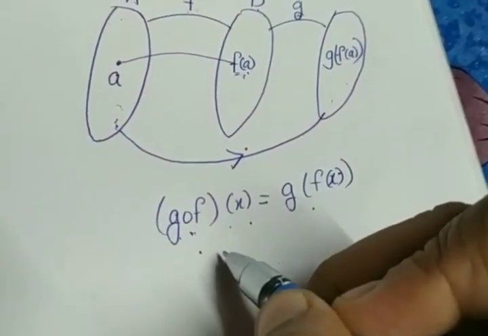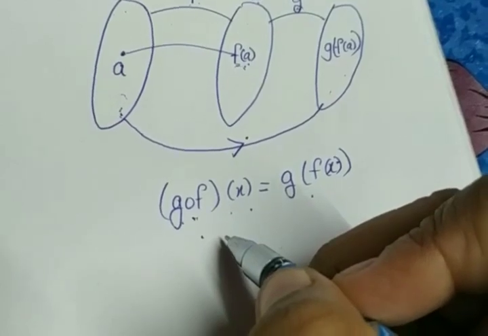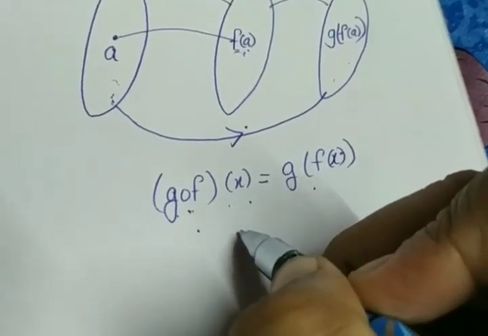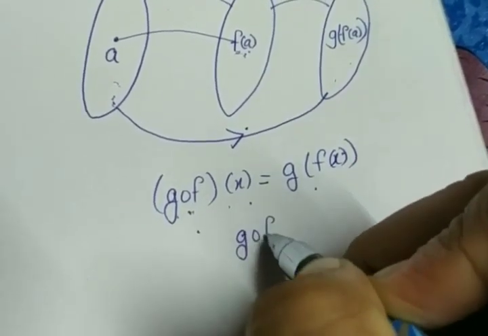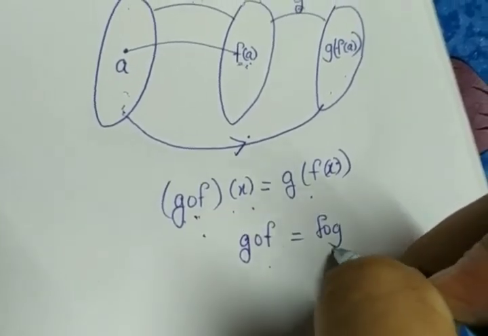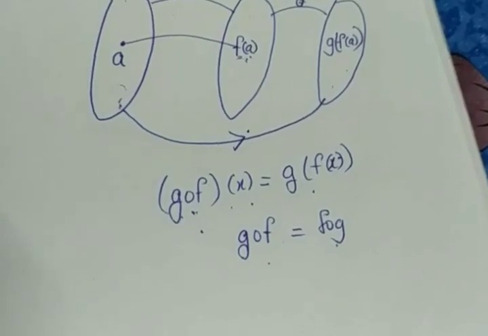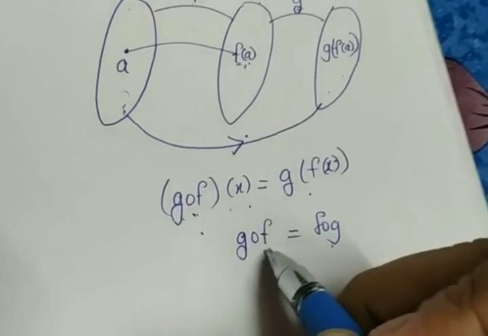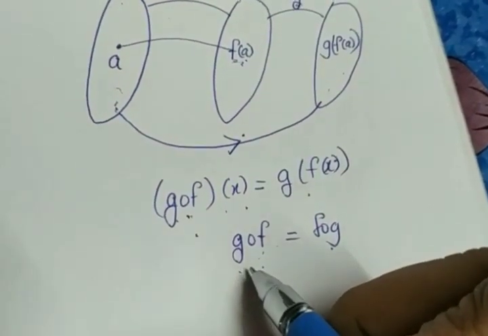Again, if we want to find the inverse of a function, or if we want to check whether the function is invertible, what we will do? We will find g composite f and we will find f composite g. If g composite f and f composite g, we are getting the identity function, we will come to the conclusion that f is the inverse of g. Otherwise, g is the inverse of f.